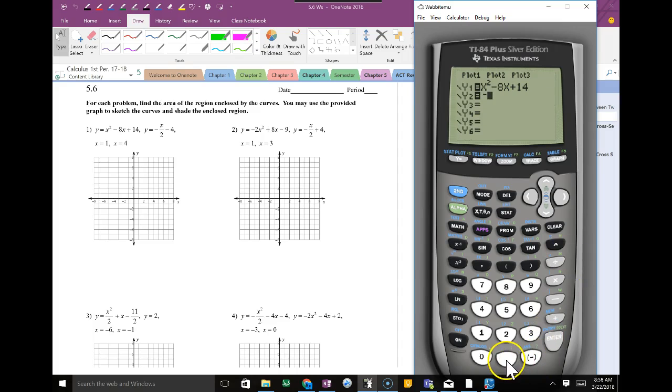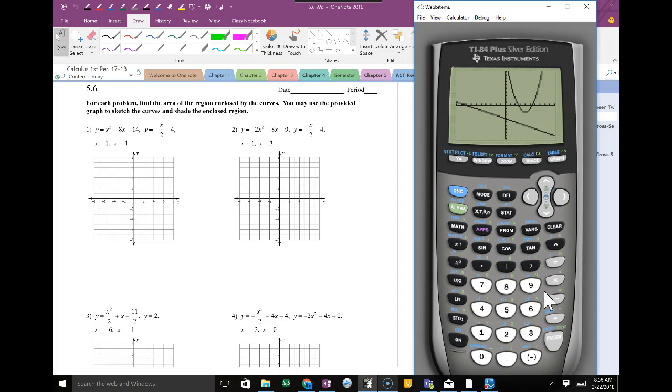And then we got negative 0.5x. This one's a linear function. That's down 4 with a slope of 1/2, right? Okay, so make sure you hit zoom 6 or you're in a standard 10 by 10. That's pretty close to the graph that we have here.